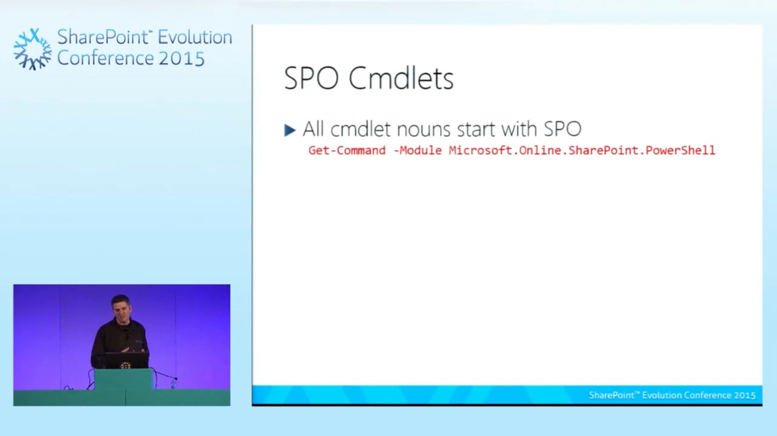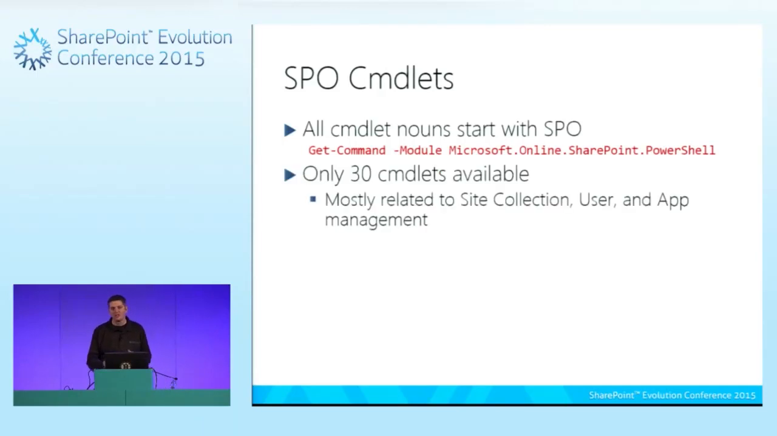If you want to see the list of commandlets that are available, you can use the Get-Command and just pass in the module name. There's only 30 of them. So contrast this with on-prem, where I get somewhere around 800 commandlets. My own custom commandlets, I have 45 of them that I've provided for SharePoint Online. I have 100 and something for the on-prem version, right?